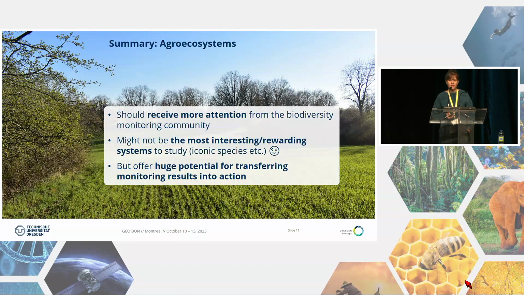So to summarize, I think agroecosystems deserve a bit more attention from the biodiversity monitoring community. They are maybe not the most interesting or rewarding systems to study. That's what we see with a lot of ecologists. Not so many iconic species there. But I think they offer a huge potential if we want to transfer our monitoring results into action.